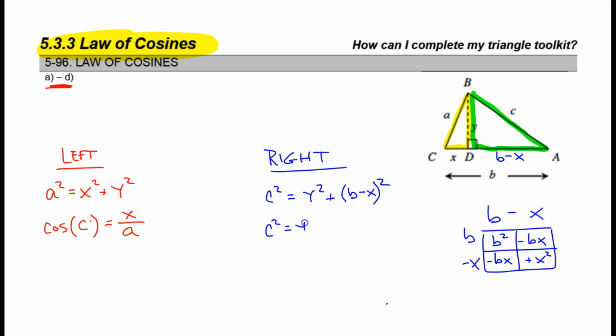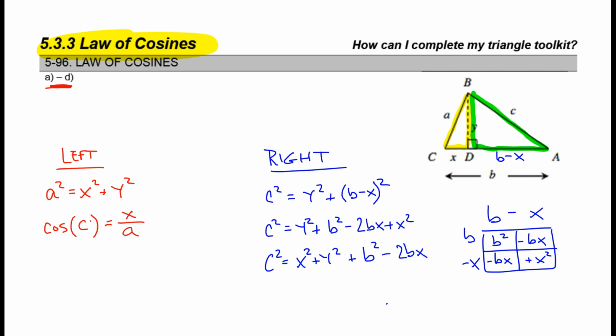c squared equals y squared plus the sum of these four boxes, which is going to be b squared. And then I have two of these minus bx's, so it's going to be minus 2bx and then plus x squared. Okay, so hopefully you're following along here. The next thing I'm going to do is rearrange some things on the right-hand side. I'm going to take this x squared and move it up with the y squared. So that's going to be c squared equals x squared plus y squared, and then I still have plus b squared minus 2bx.